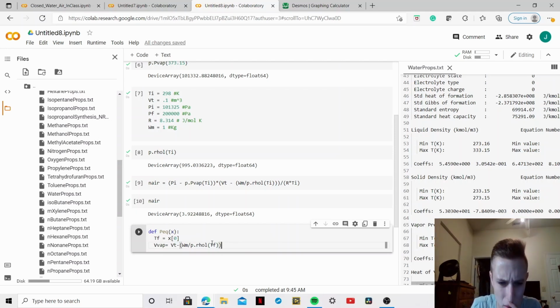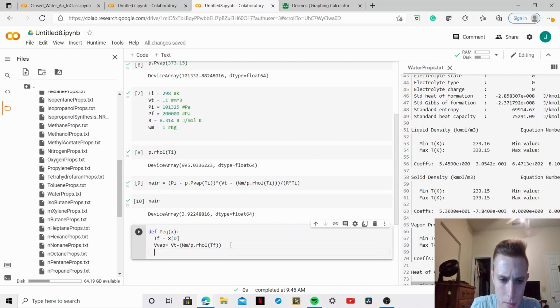All right, does that look good? All right, subtracting that. Sweet. We want to find the pressure of the air. Now, what else do we need? We need to solve for the... we have the total.